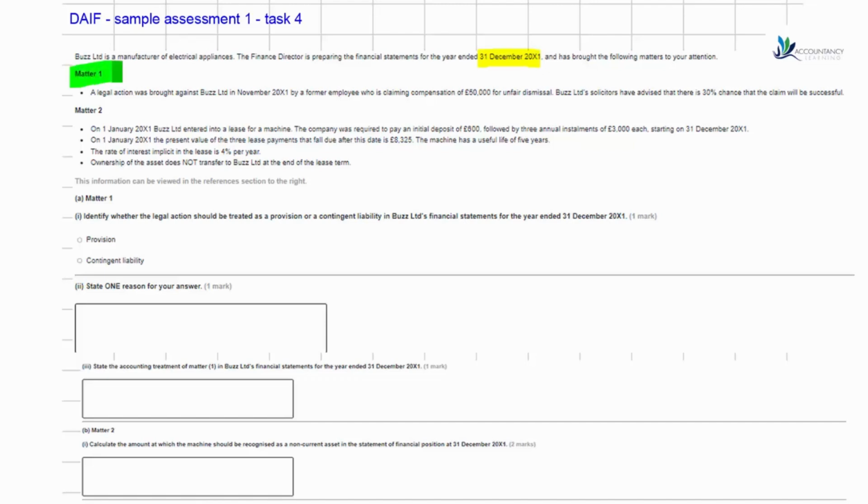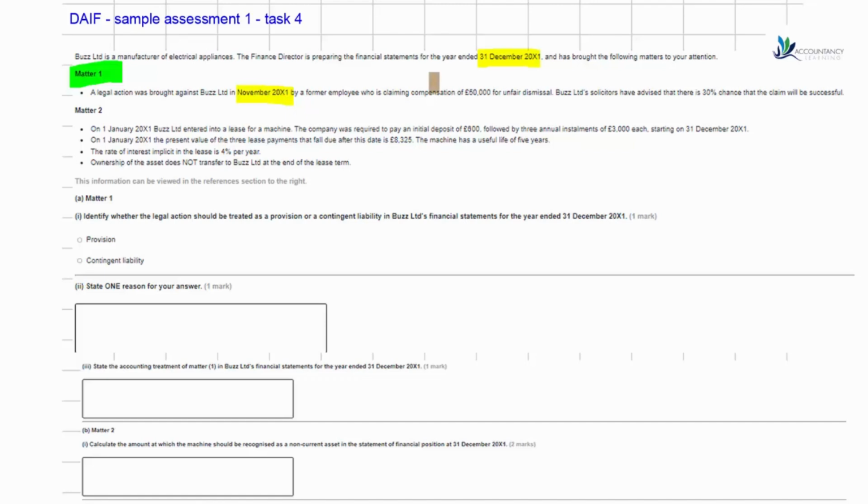So a legal action was brought against Buzz Limited in November 20X1. So again, that's before the end of the year, by a former employee who is claiming compensation of £50,000 for unfair dismissal. Buzz Limited solicitors advise that there is a 30% chance that the claim will be successful.